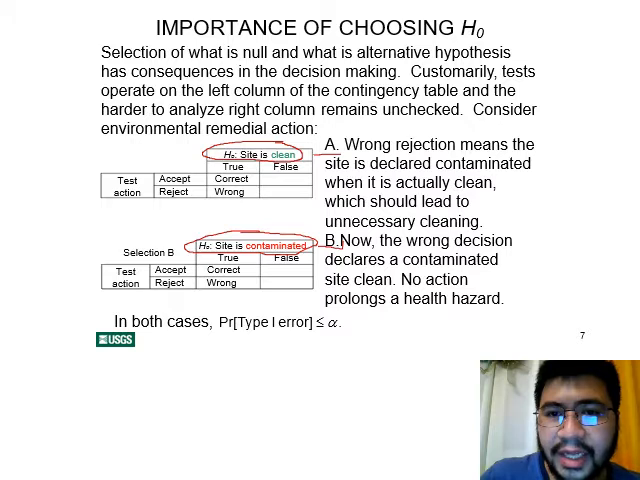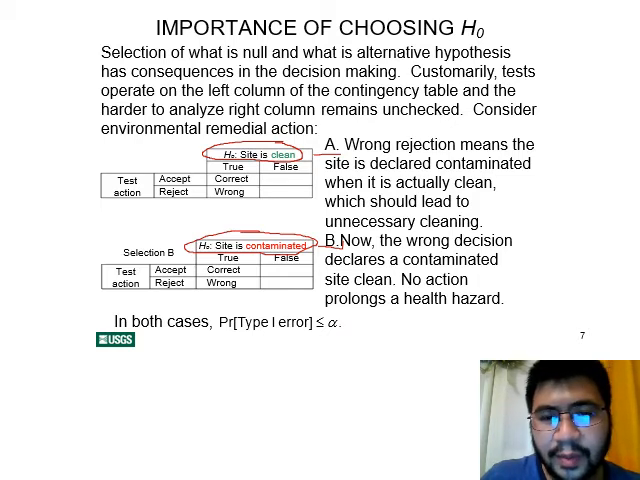And note, in statistical testing, we mostly operate only on the left column. If you remember the previous slide, you have another column here where we talk about the beta values. But for our purposes, we'll be just talking about the left-hand column. All right, so we have two possible outcomes in scenario A.